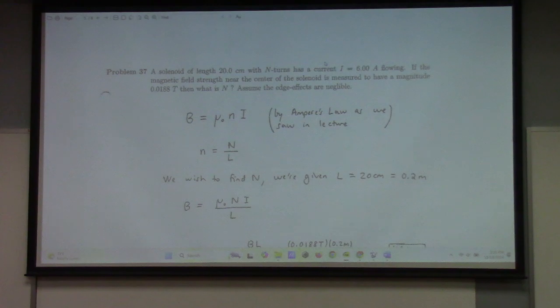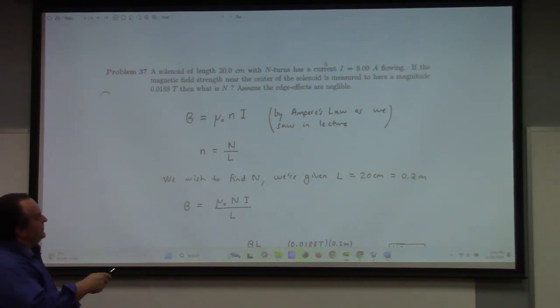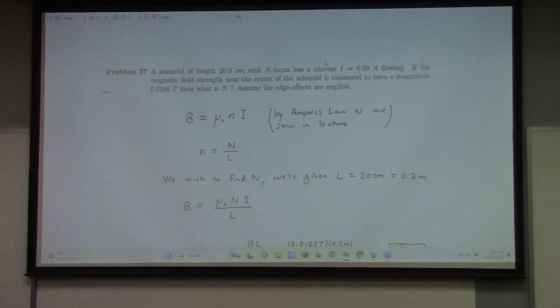Let's see here. Solenoid, length 20 centimeters. We've got 6 amps flowing through it. We're given that the magnitude of the magnetic field close to the middle of the solenoid is 0.0188 Teslas. What's N? You guys remember, we've worked this out before. You should be able to derive that formula for the test. That's often a question I might ask in test 3. Derive the formula, mu naught N I.